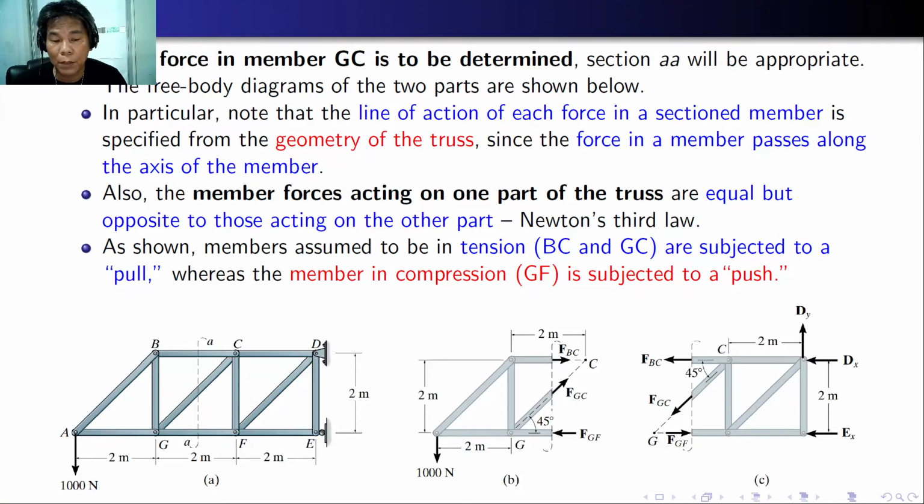So we expect that the top chords will be in tension and the bottom chords will be in compression, since we have a vertical force applied at the end of the bracket.